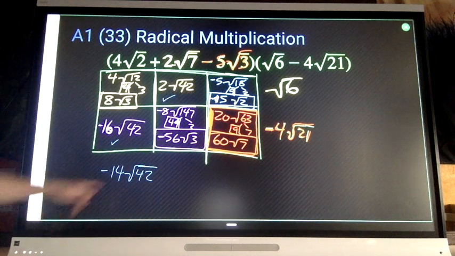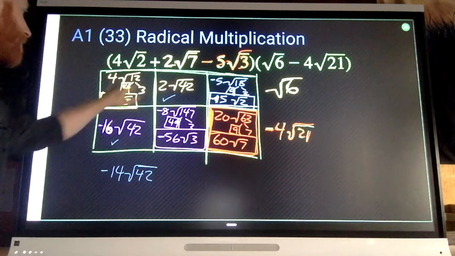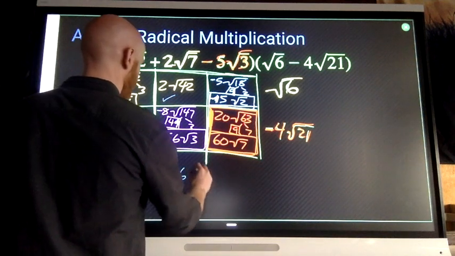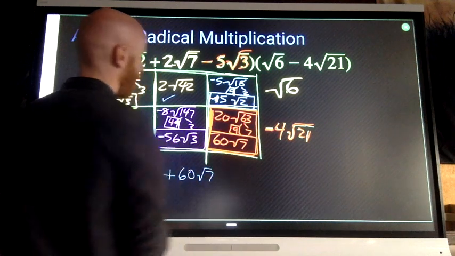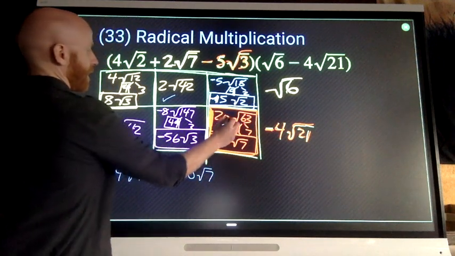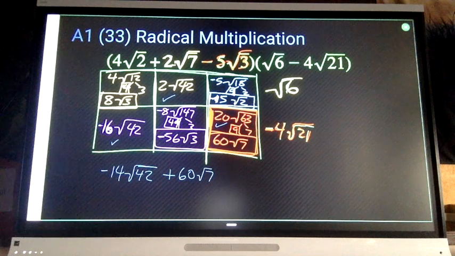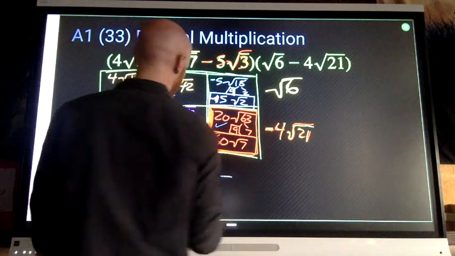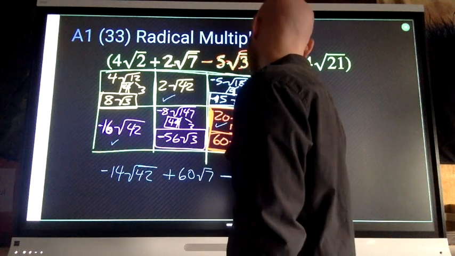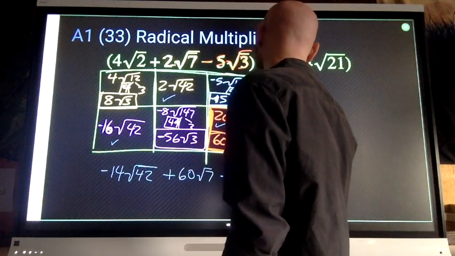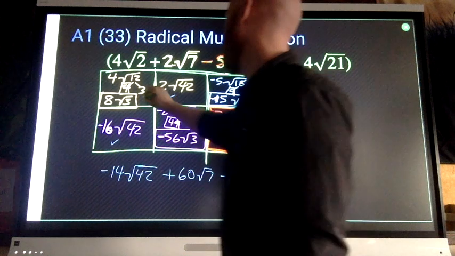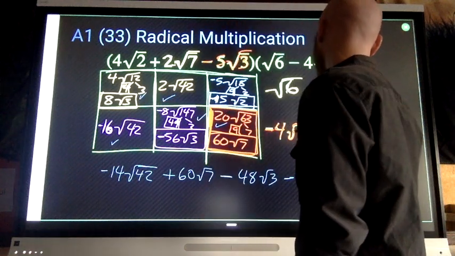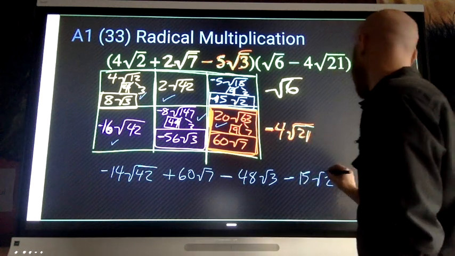My next biggest square root is square root of 7. There's nothing to combine it with, so plus 60 square root of 7. My next one will be the square root of 3. 8 of them minus 56 of them is negative 48 square root of 3. And then lastly, we have minus 15 square root of 2.